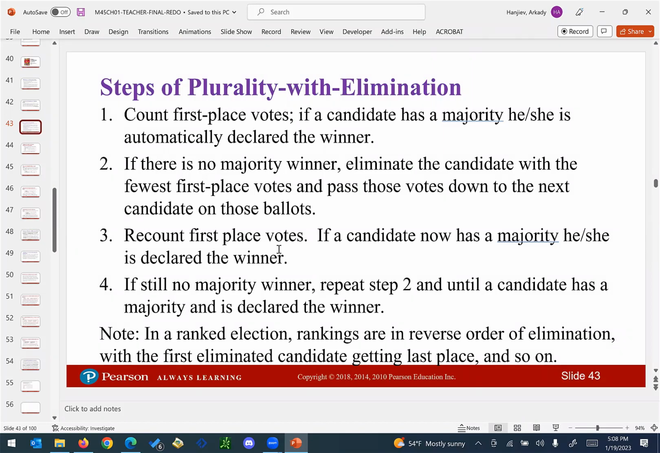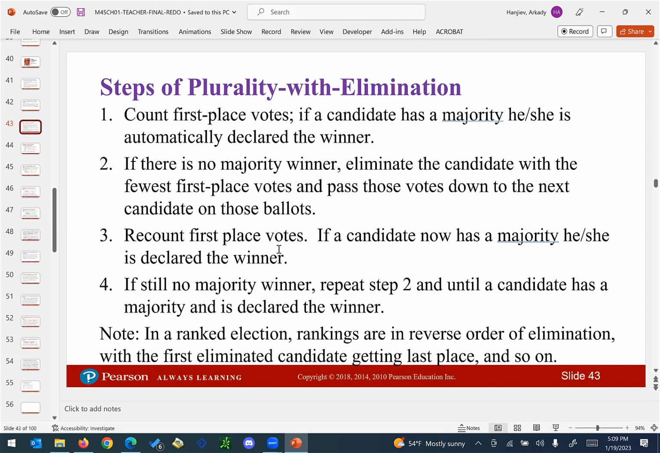So first, you count first place votes. If a candidate has a majority, they're done. They're automatically declared the winner. If there's no majority, we eliminate the candidate with the fewest first place votes, and then we pass those votes down to the next candidate on those ballots. So you actually give those ballots to the next person up. Then we recount the first place votes. If a candidate now has the majority, they are declared the winner. If still no one has a majority, you repeat the process until you finally get a majority winner. Sometimes you get all the way down to 2 people.